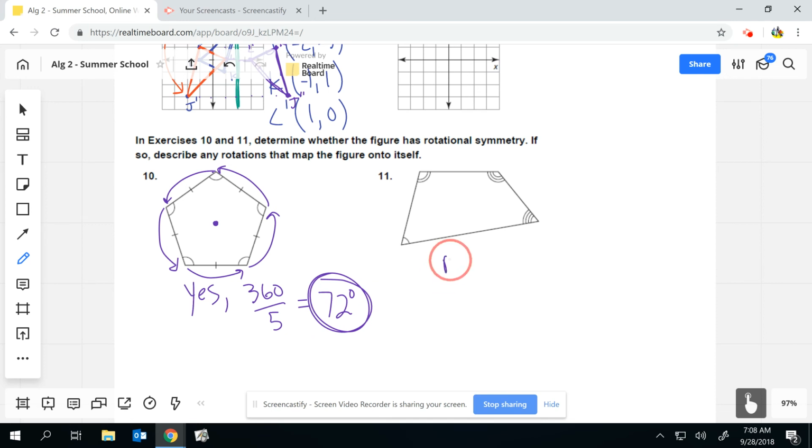This one does not. There's no equal angles. So that's not going to have rotational symmetry. You put a dot in the center and you rotate that around that dot, you're never going to look the same until you go 360 degrees. So that's not rotational symmetry. All right, there's 4-3.